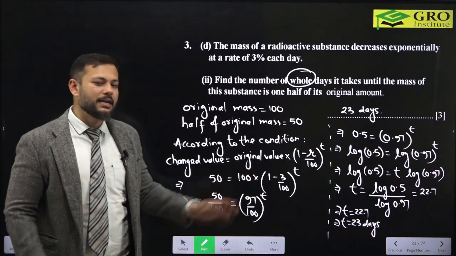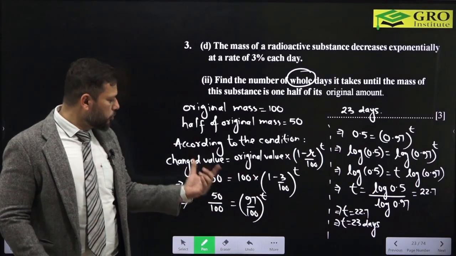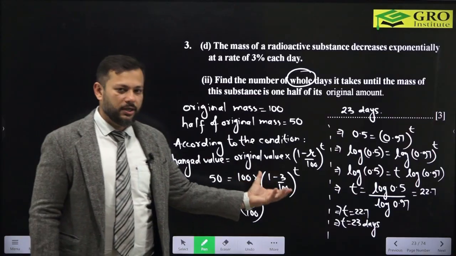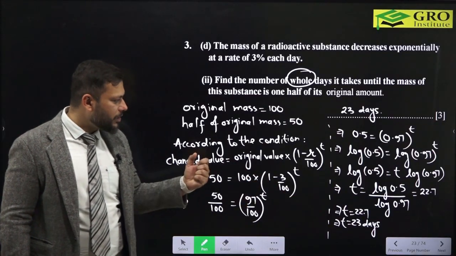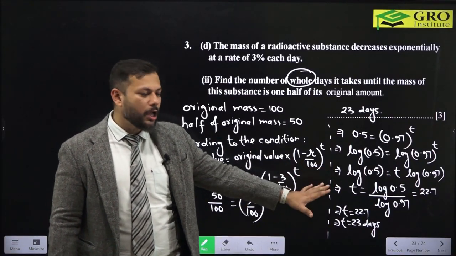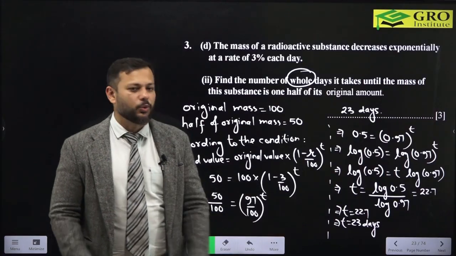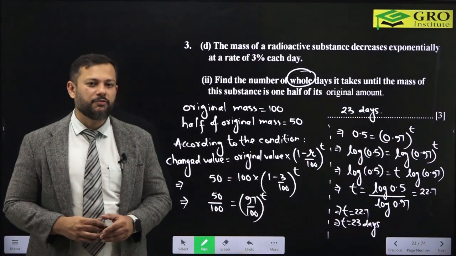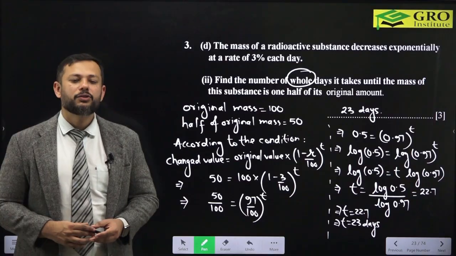Isn't it a very interesting question, guys? We have used the concept of change percentage, rate of change. Also, we have used log, and we get the value as 23 days. Note it down for your reference. Let us then move ahead to the next question.